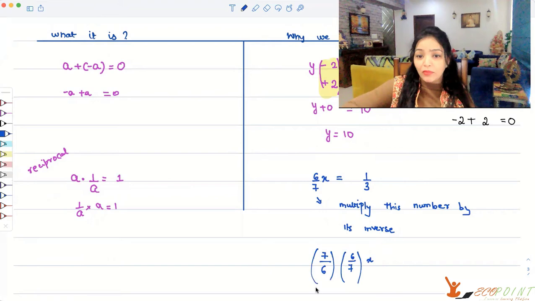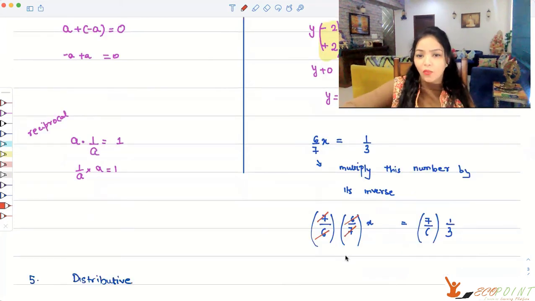Now I'm multiplying on one side by 7 by 6. That means I will have to multiply on the other side also by 7 by 6, so that the equality doesn't change. Now what's going to happen here is 7 cancels out with this 7, 6 cancels out with this 6, and what I am left with is 1 multiplied by x is equal to 7 upon 18.